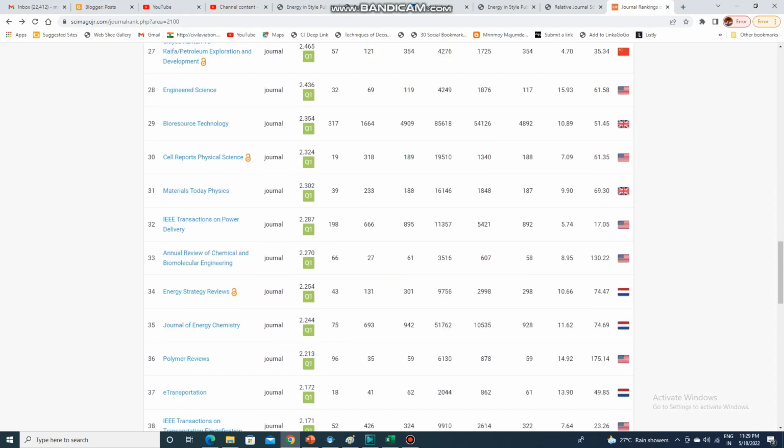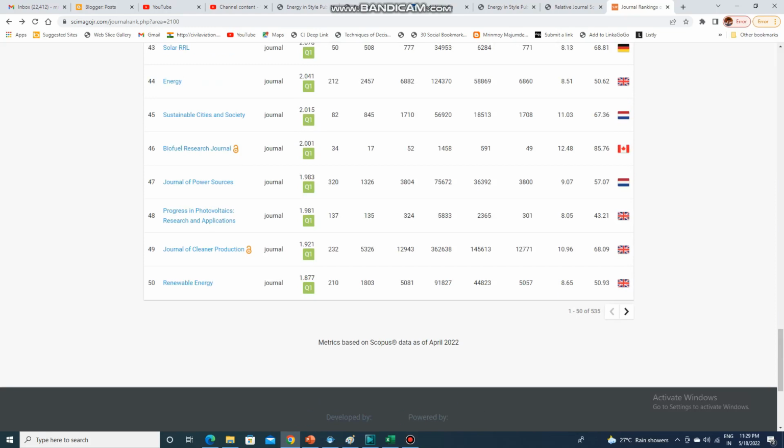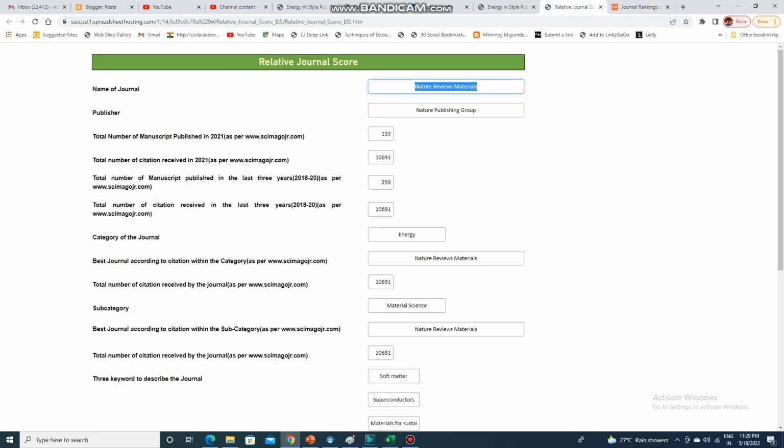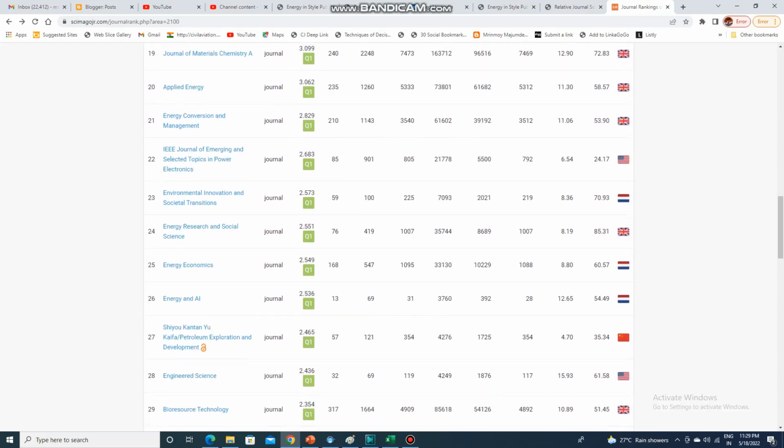Where is it in the top 50 journals? Yeah, this is Renewable Energy. So first metrics, what they want is the total number of manuscripts published in the latest year, that is 2021. Latest means this is 2022, but the journal considered 2021-22 as the latest year. 22-23 is the next year coming. So what is the total number of documents published in 2021? It is 210.